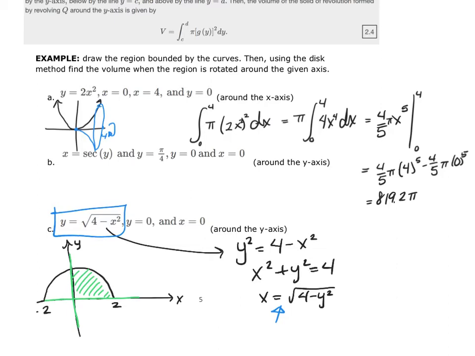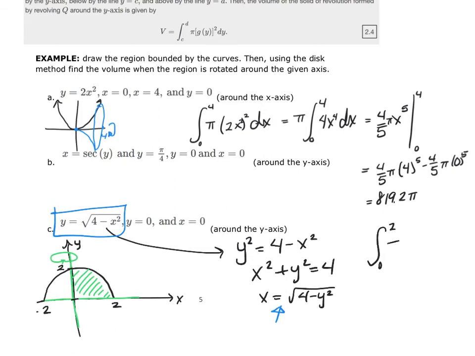And when I revolve it around the y-axis, in this direction, I'll end up having that full semicircle. So I'm going to have a semicircle on this one. So when I integrate with respect to y, because that's what they're asking me to do, rotate it around the y-axis, I'm going to start at 0 and end at 2. Because remember, this is a circle. So my integration for y is going to start at 0 and end at 2.